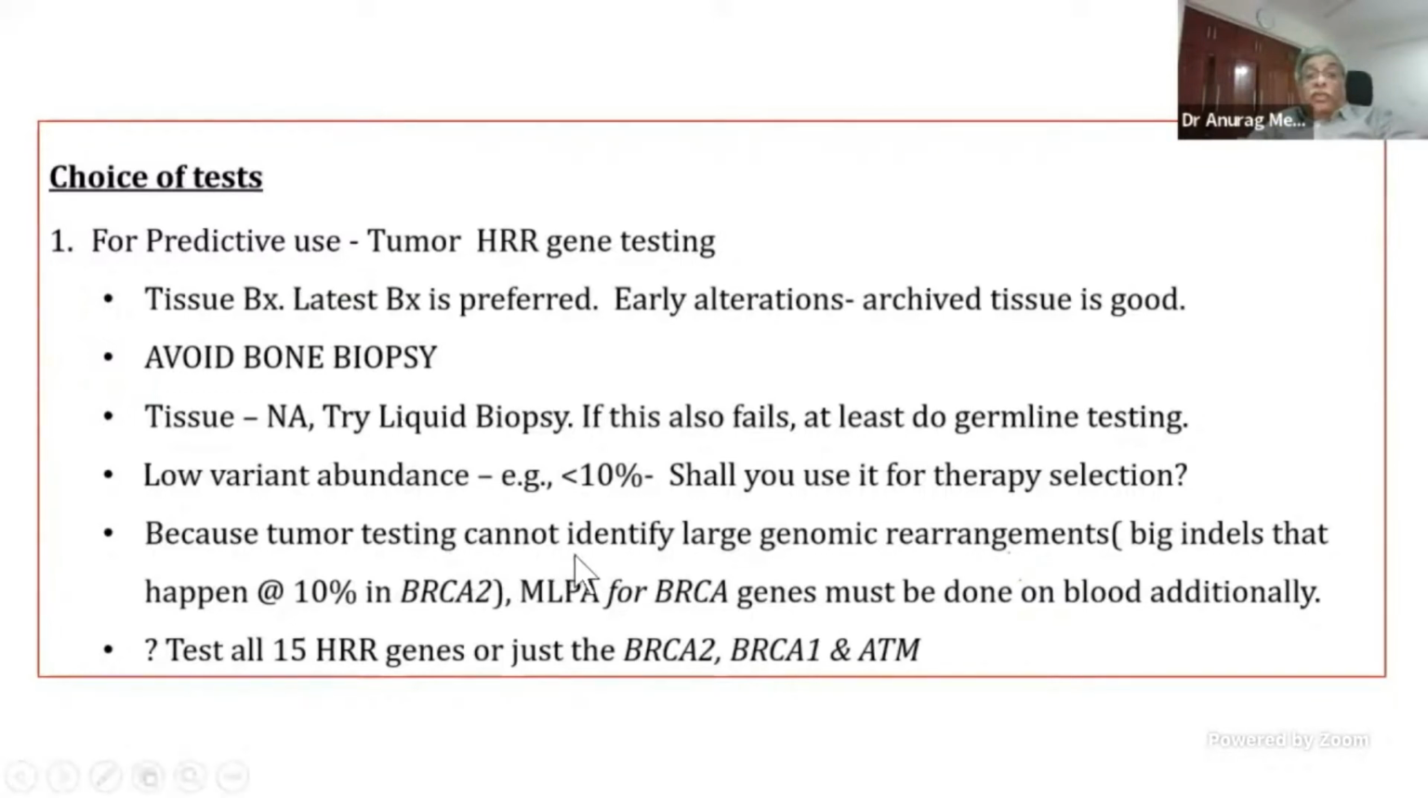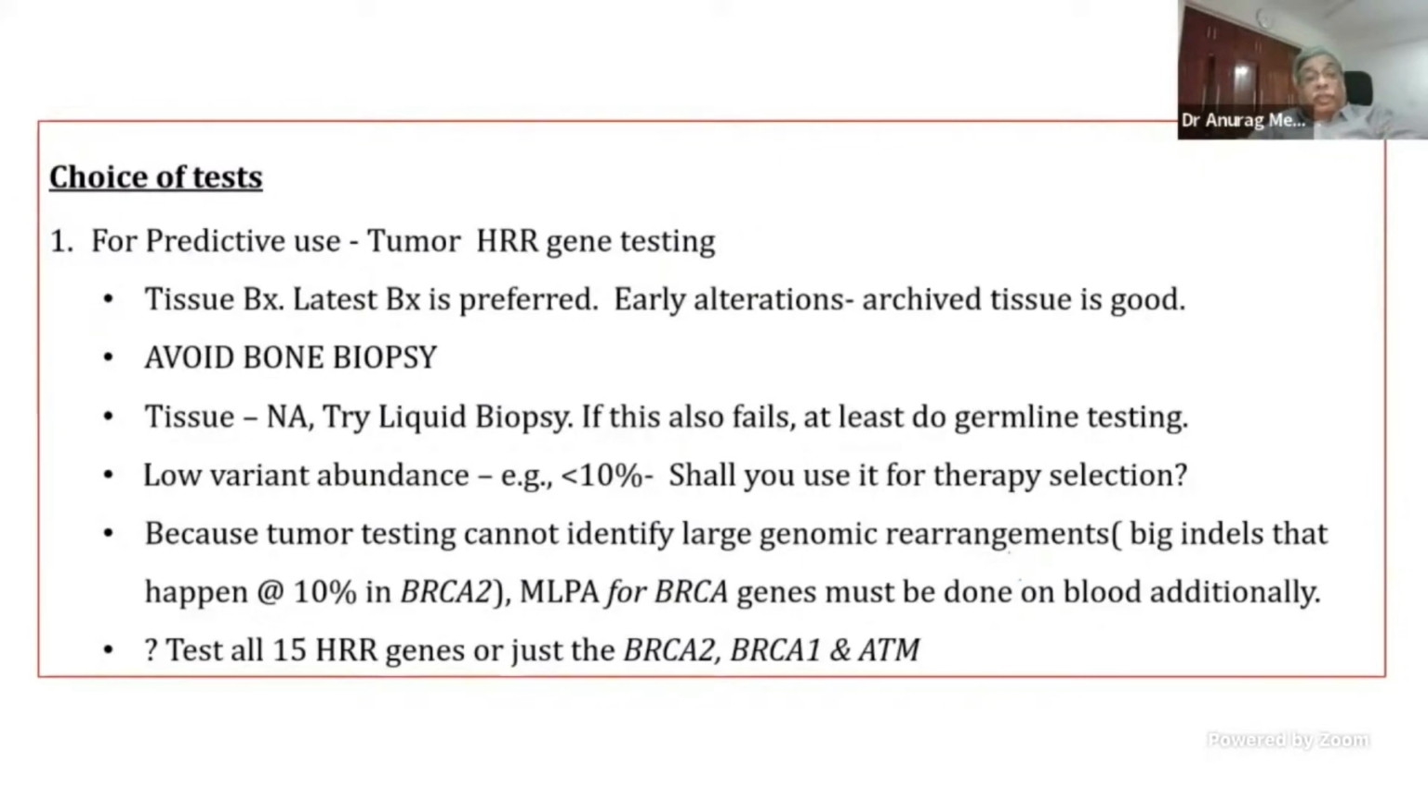And because tumor testing cannot identify large genomic rearrangement, it is my suggestion to all oncologists that they must always combine the somatic testing with MLPA for BRCA genes on blood, because 10% of BRCA2 pathologic genomic alterations are in the form of big indels or large genomic rearrangement.